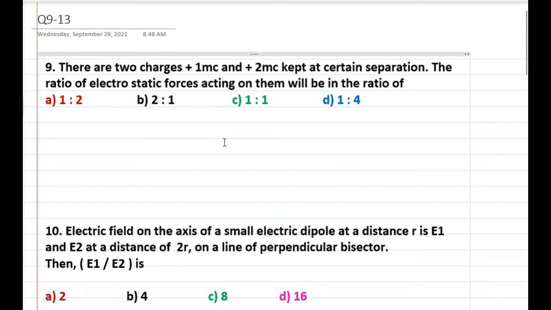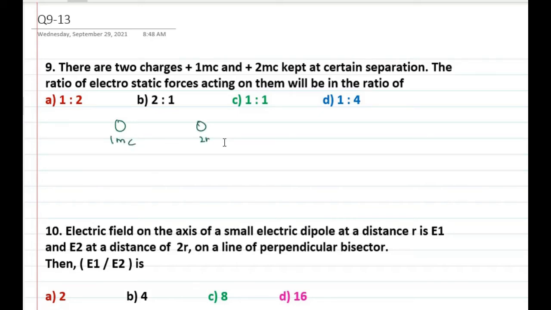There are two charges, 1 millicoulomb and 2 millicoulomb, kept at a certain separation. What is the ratio of the electrostatic forces acting on them? One charge is 1 millicoulomb and the other is 2 millicoulomb, separated by a distance. From Coulomb's law, F is equal to K Q1 Q2 divided by the square of the distance between them, the product of the charges.